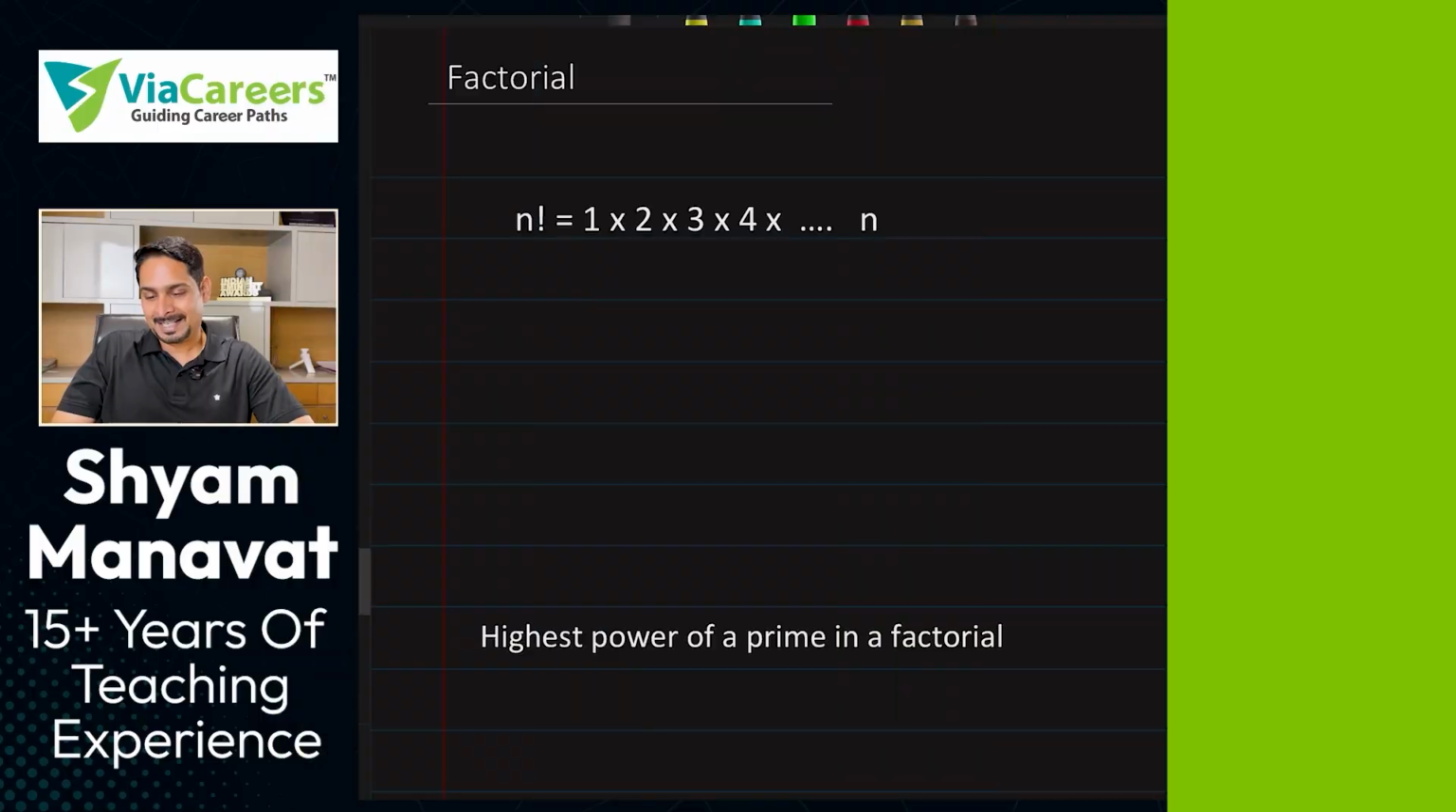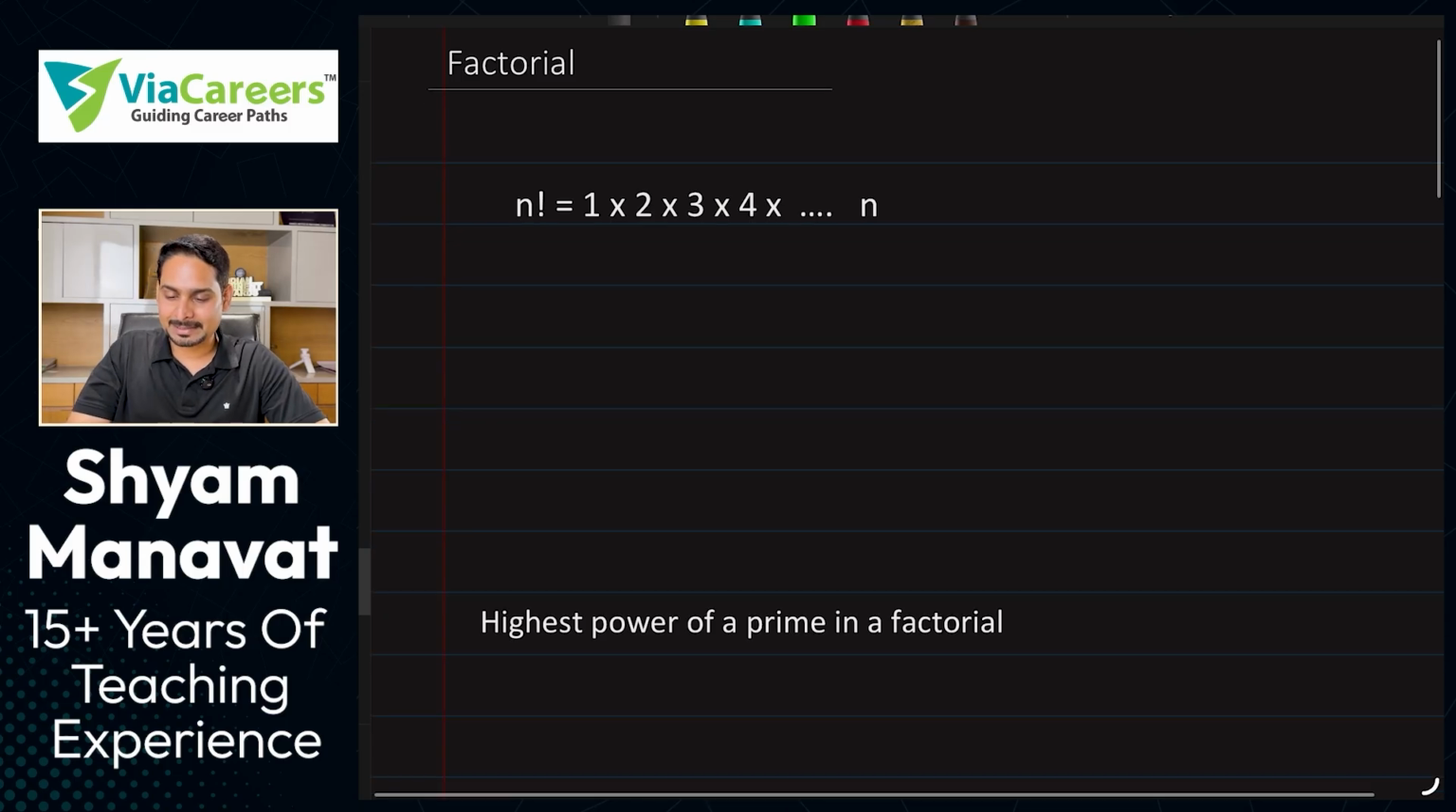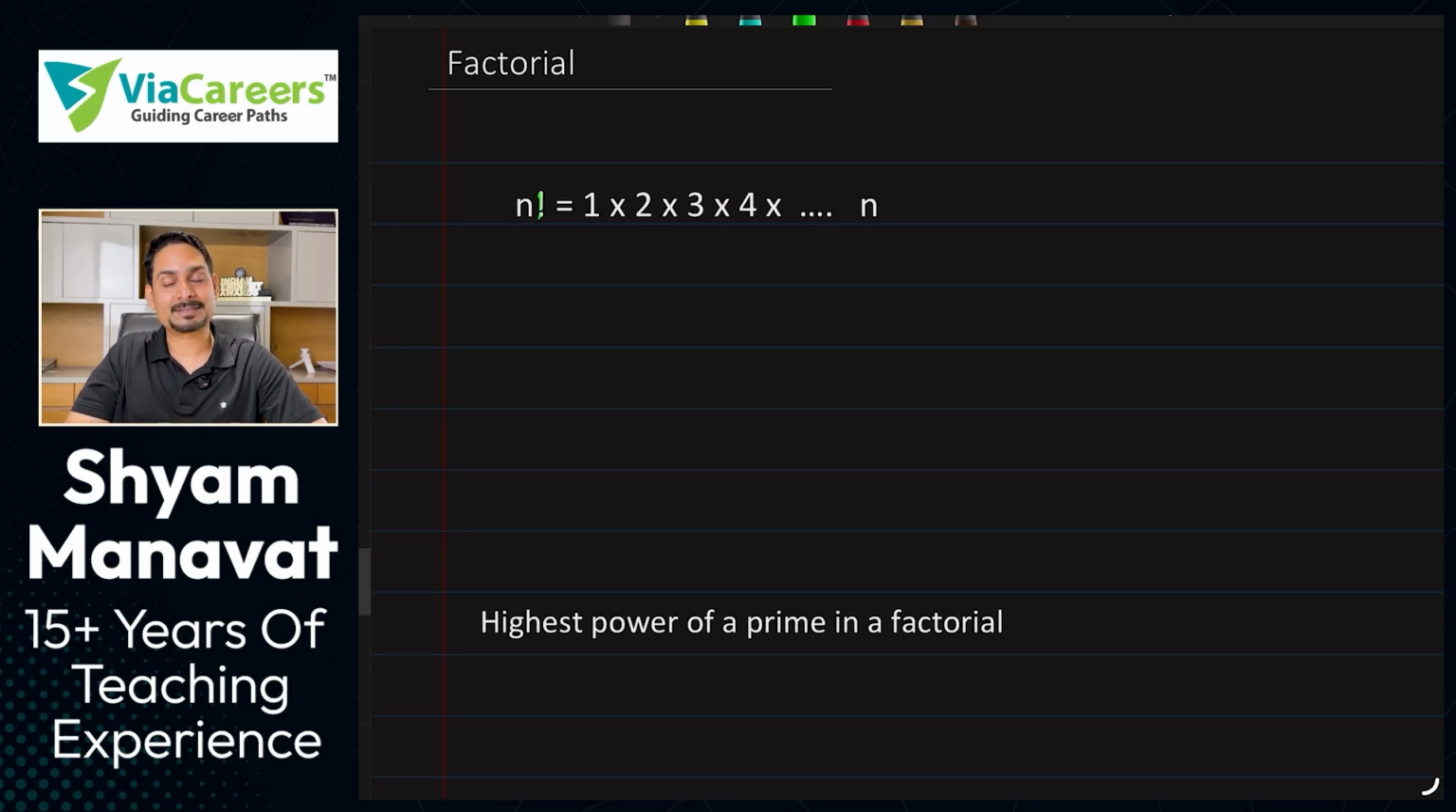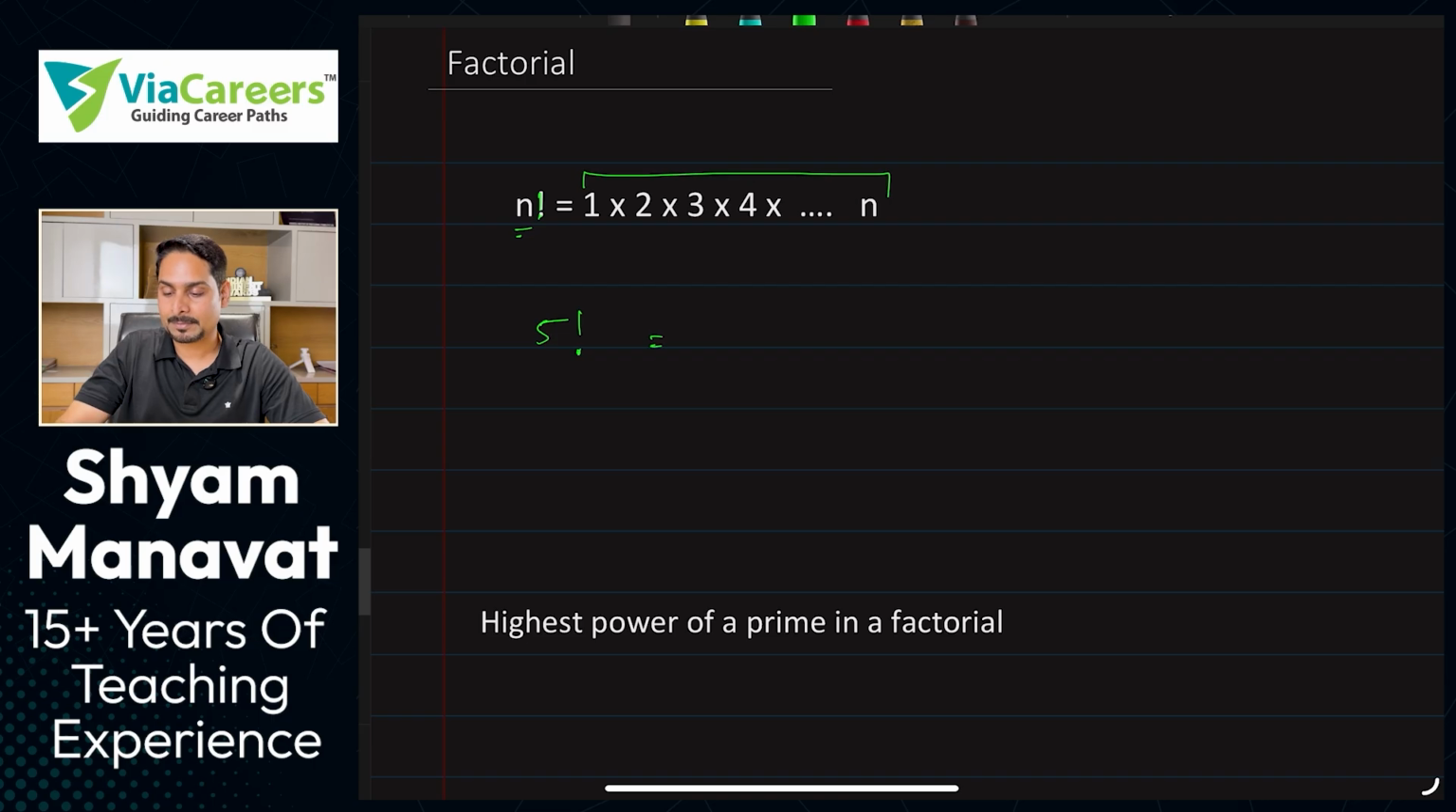We are in lecture number 7 and in today's lecture we are going to discuss factorial and its properties, and the type of questions you can expect in the exam from this particular concept. So let's get started. Now factorial, this exclamation sign we say is factorial. If I say n factorial, it is the product of the first n natural numbers. That means if I say 5 factorial, it means 1 into 2 into 3 into 4 into 5.